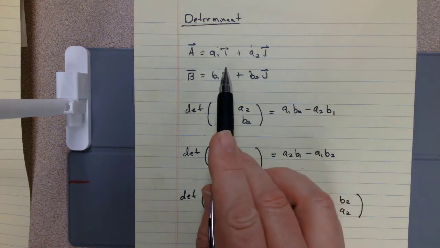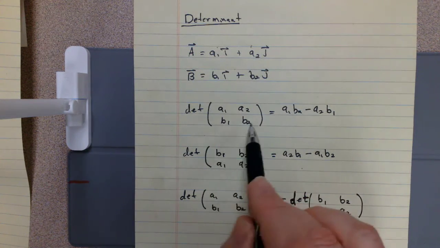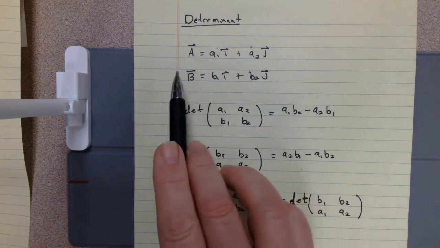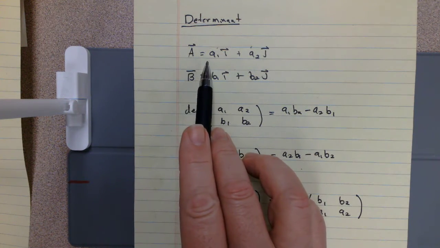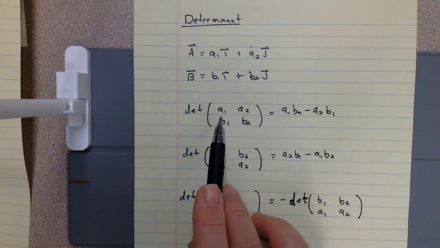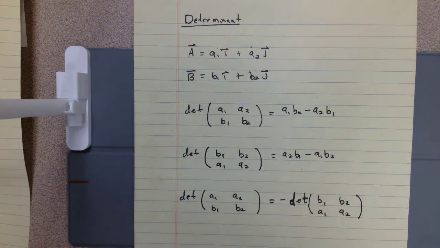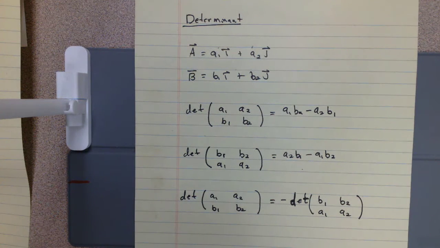One context where we can get these two rows of the matrix is coming from vectors. We'll often put a vector A1, A2 as the first row and a vector B1, B2 as the second row. And this can happen in a variety of situations.